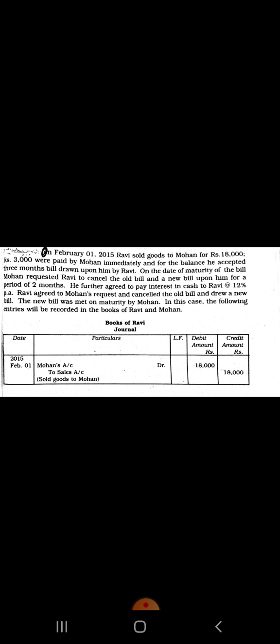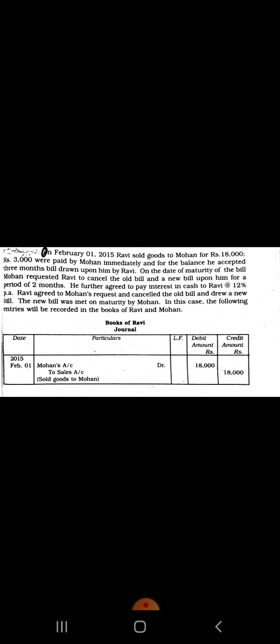Rupees 3,000 were paid by Mohan immediately, and for the balance he accepted a 3 months bill drawn upon him by Ravi. On the date of maturity of the bill, Mohan requested Ravi to cancel the old bill and draw a new bill upon him for a period of 2 months. He further agreed to pay the interest in cash to Ravi at the rate of 12% per annum. Ravi agreed to Mohan's request and cancelled the old bill and drew a new bill. The new bill was met on maturity by Mohan.